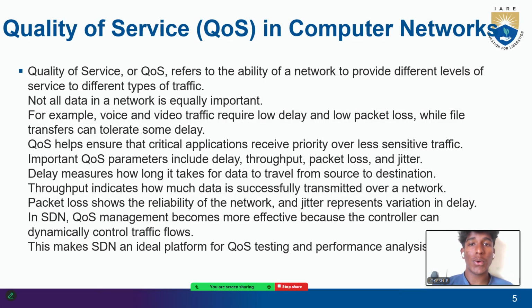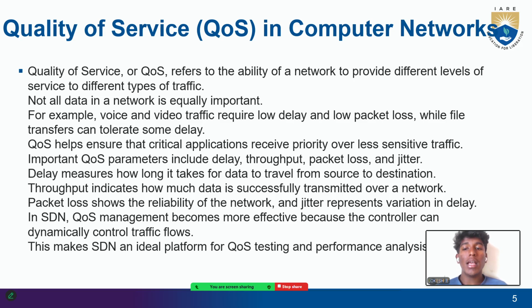Quality of service, QoS, in computer networks. Quality of service refers to the ability of networks to provide different levels of service to different types of traffic. Not all the data in a network is equally important. For example, voice and video traffic require low delay and low packet loss, while file transfer can tolerate some delay. So QoS helps ensure that critical applications receive priority over less sensitive traffic.